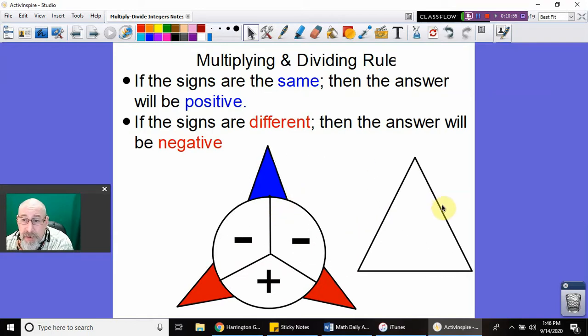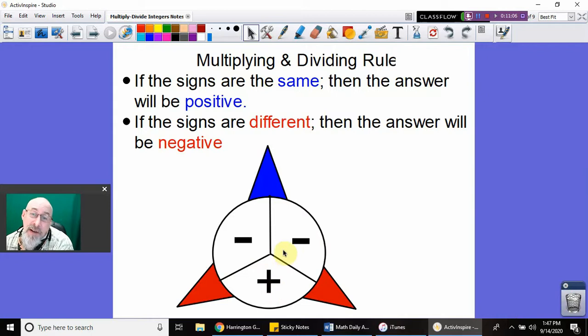So that's my fancy little picture. And it kind of looks like a little squinty-eyed face, because it just looks cool that way. So again, if the signs are the same, the answer will be positive. If the signs are different, the answer will be negative. And this is true for multiplying and dividing.